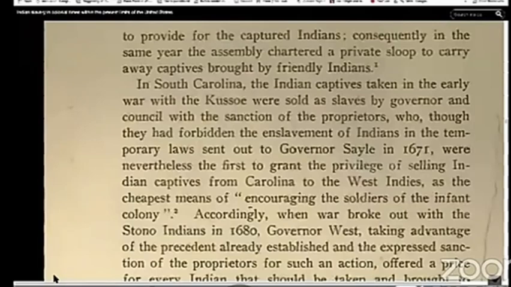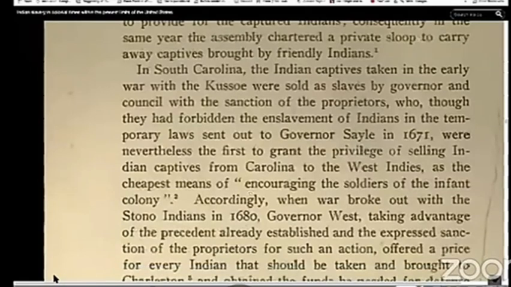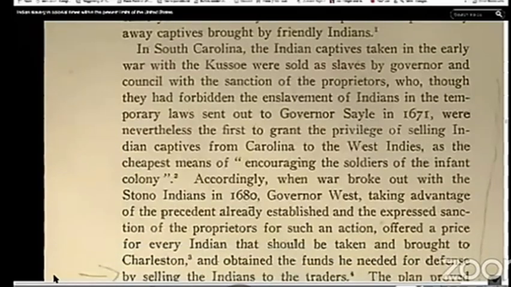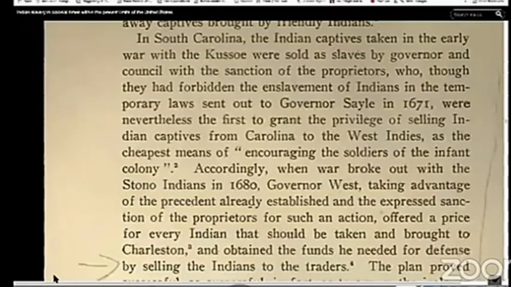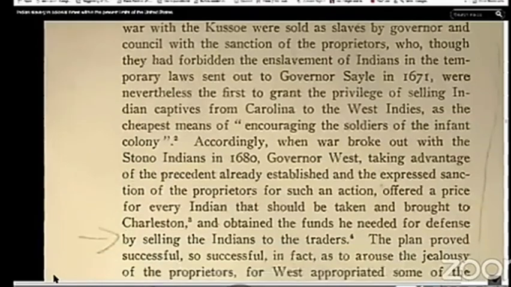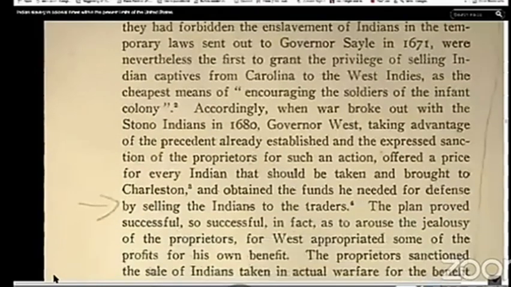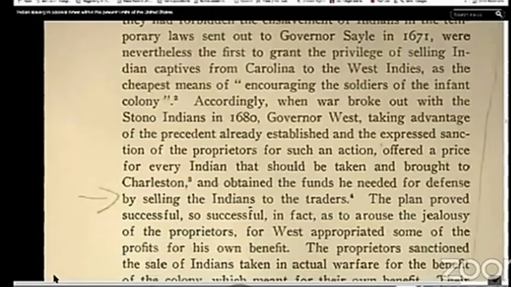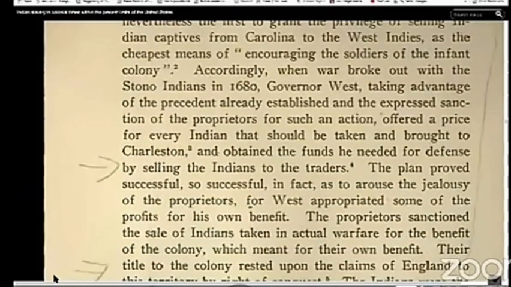Accordingly, when war broke out with the Stono Indians in 1680, Governor West, taking advantage of the precedent already established and the express sanction of the proprietors for such an action, offered a price for every Indian that should be taken and brought to Charleston, and obtained the funds he needed for defense by selling the Indians to the traders.